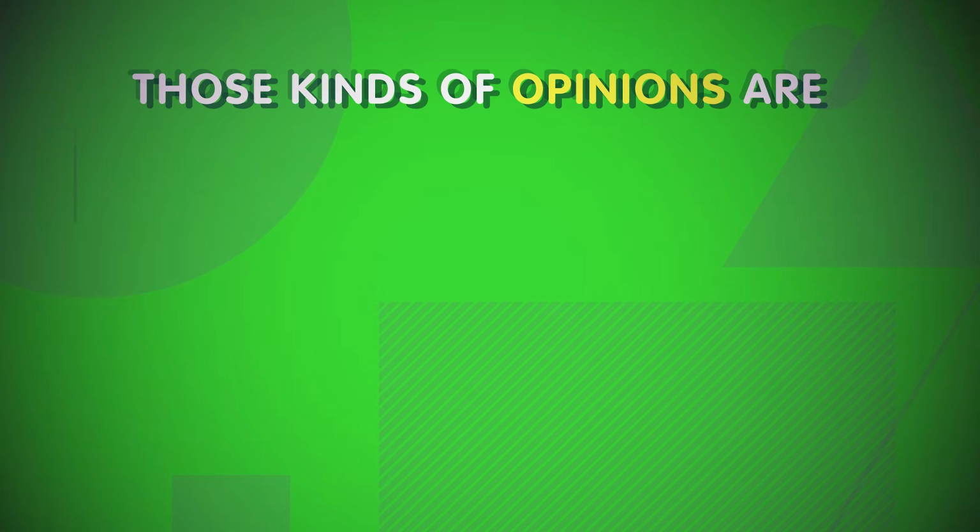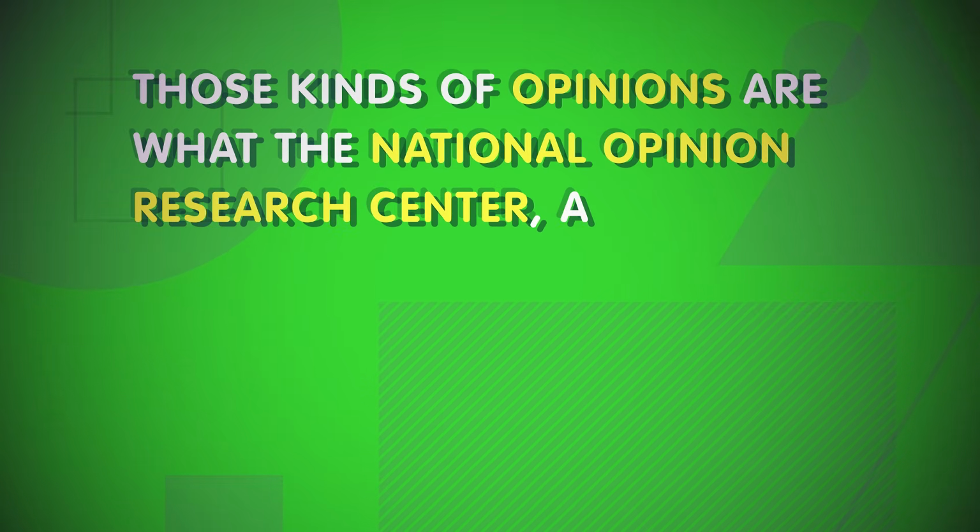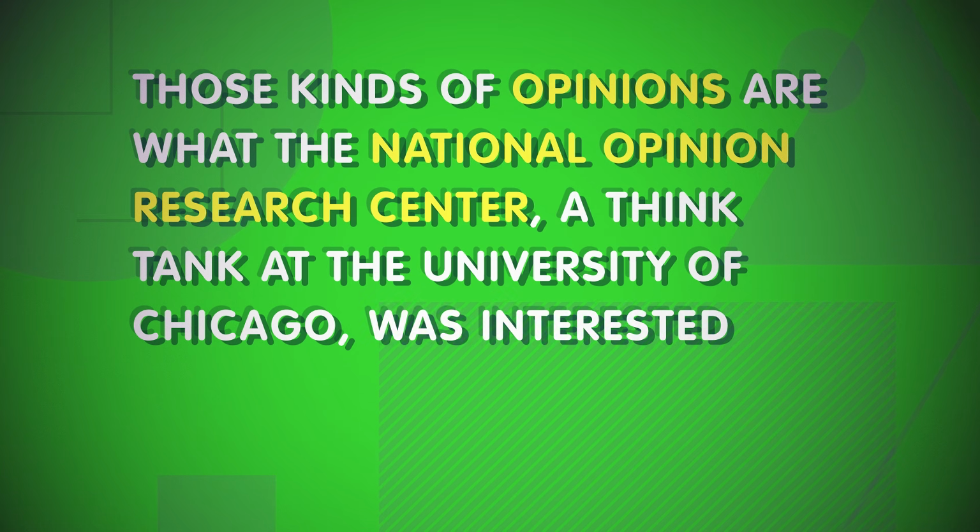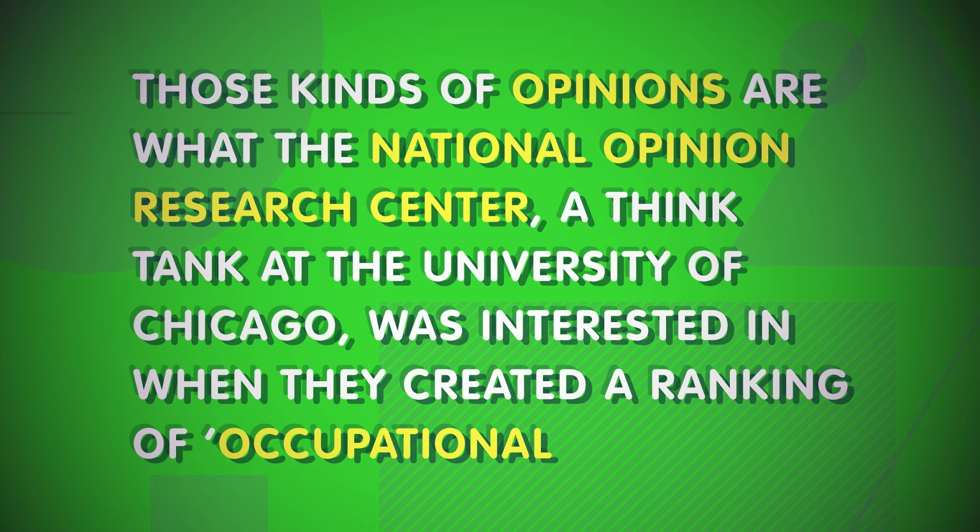Now, there are many factors besides income and wealth that influence social stratification in the US. For example, there's occupation. If you're an adult, probably the first question that people ask you is, what do you do? That's because the jobs we do and what other people think of those jobs are a major part of our socioeconomic status. You probably have opinions about what jobs are cool, what jobs are impressive, and what jobs you'd never work at. Those kinds of opinions are what the National Opinion Research Center, a think tank at the University of Chicago, was interested in when they created a ranking of occupational prestige.